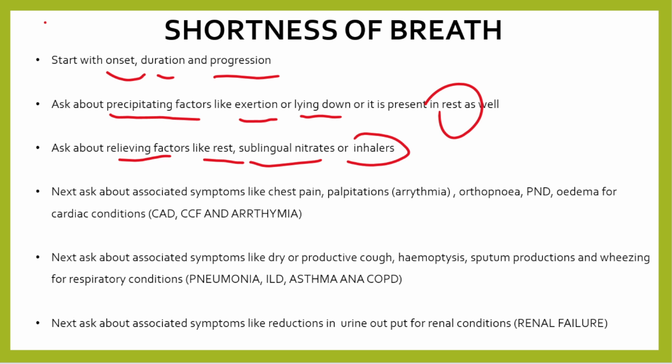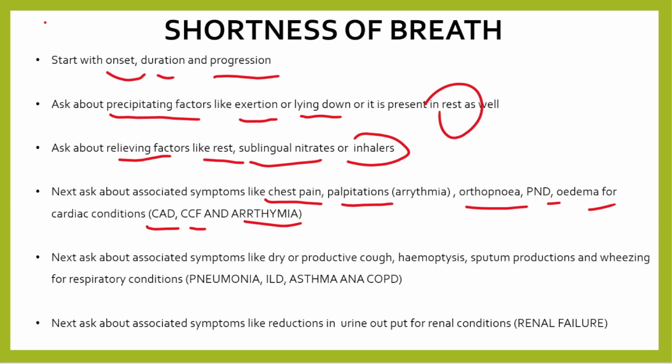Then we'll go into system-wise questions. First we will ask about the cardiac condition: is the shortness of breath associated with chest pain, palpitation, orthopnea, PND, edema? That will help us rule out different cardiac conditions which can lead to shortness of breath, like coronary artery disease, congestive cardiac failure, and arrhythmias. We will also include any congenital and structural abnormality in the past as well.